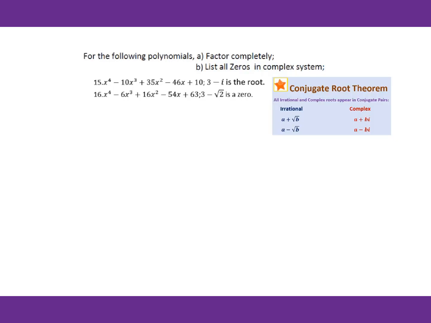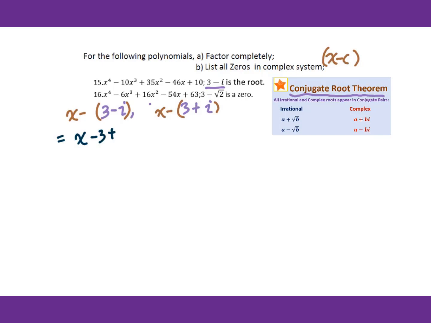Now let's go to 15. According to this conjugate root theorem, we know that 3 minus i and 3 plus i are the roots of this polynomial function. We need to write down the factor form. Remember, x minus c is a factor form. So x minus, put the parentheses, x minus, put the parentheses. So get rid of these parentheses. We got x minus 3 plus i and x minus 3 minus i.